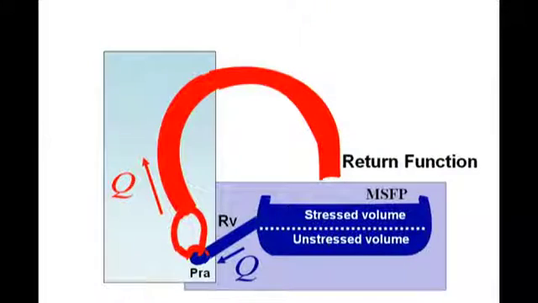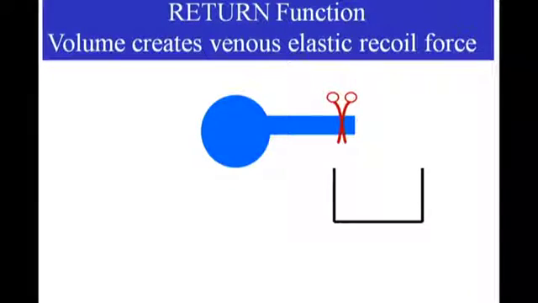So here's the simple model that I think of. There's the return function, which is the tank filling the heart with a stressed volume and an unstressed volume draining through a resistance, and the cardiac function, which is the Starling part of the curve, which will be today's talk. But I will briefly go through the return function because that determines what's coming back to the heart. So thinking about how does blood actually get back and go around again?